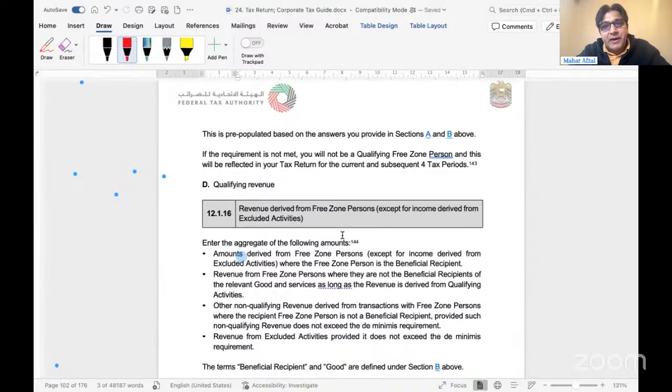Now, qualifying revenue. We have already discussed the categories of qualifying revenue, and all these questions will be related to it. What is the qualifying revenue? Revenue generated from another free zone person who is the beneficial recipient; revenue generated from a non-free zone person from qualifying activities; qualifying income of qualifying intellectual property; and non-qualifying income where the de minimis criteria is being met. There are 5 categories of qualifying income, and all these questions, I'm repeating, will be related to this box only.